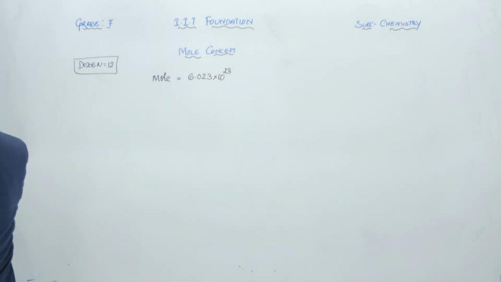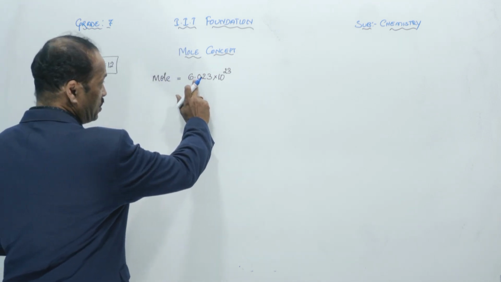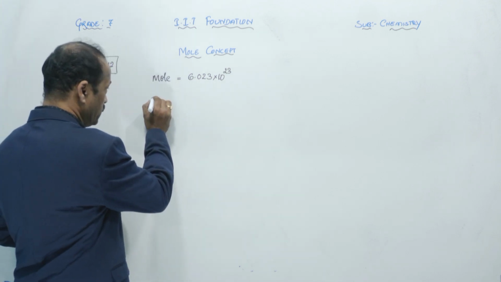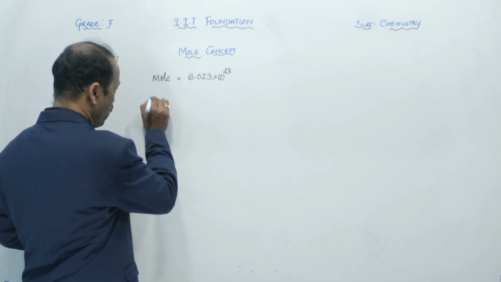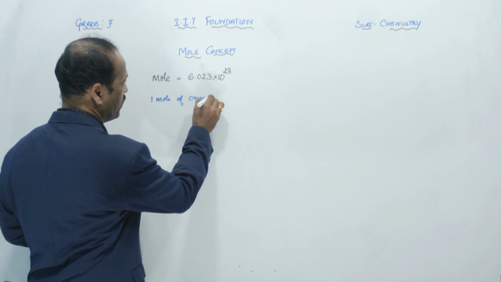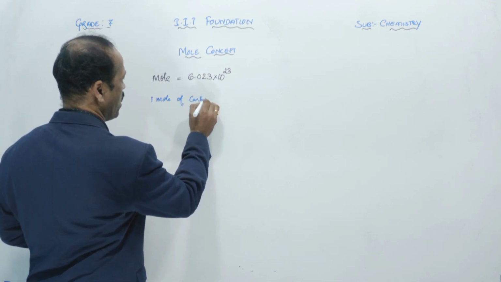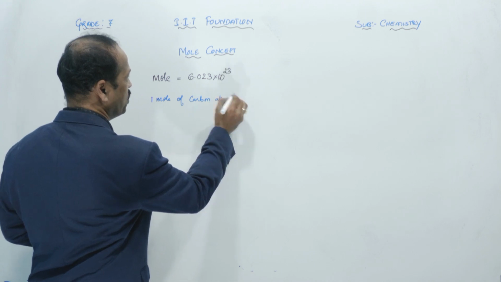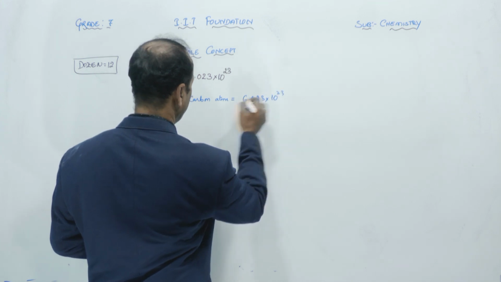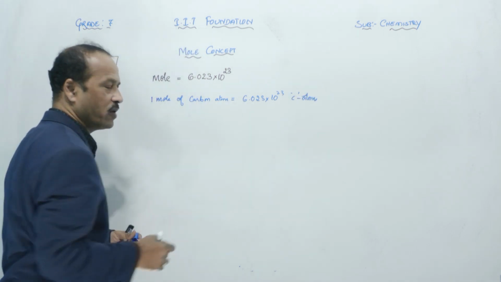Now, you see students, here 1 mole is equal to 6.023 into 10 to the power of 23. Alright. Now, observe carefully here. I want 1 mole of oxygen atoms. Alright, carbon, otherwise anything. Okay. Let's take carbon atoms. Means what? This many carbon atoms. That is 6.023 into 10 to the power of 23 carbon atoms. So, this is equal to 1 mole of carbon atoms.